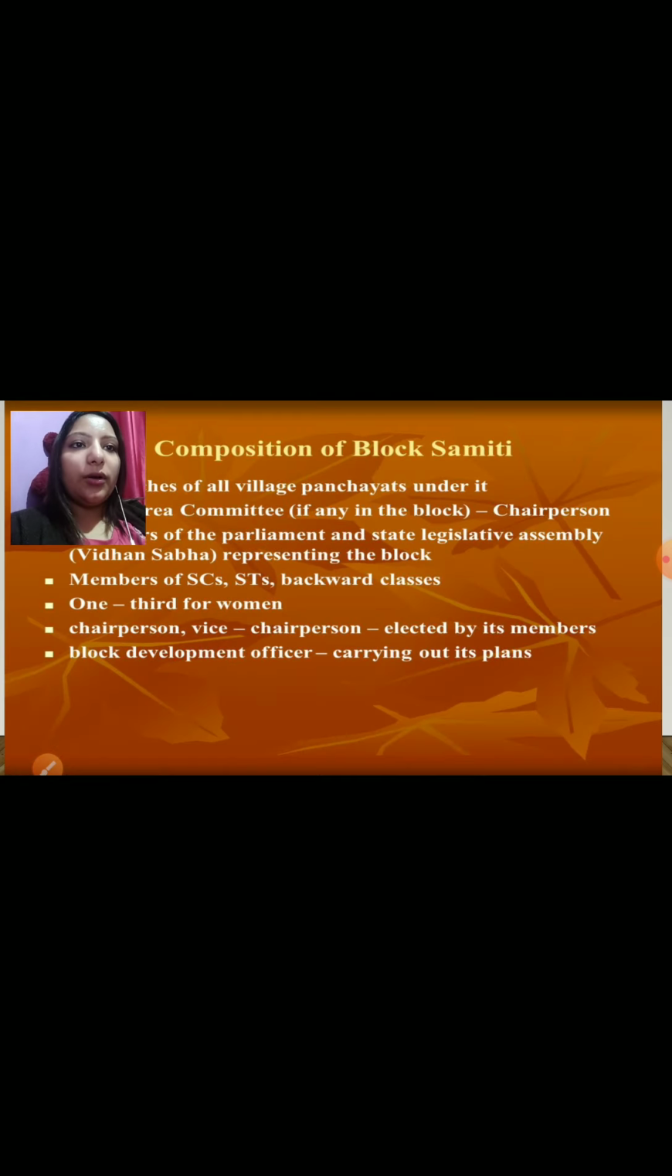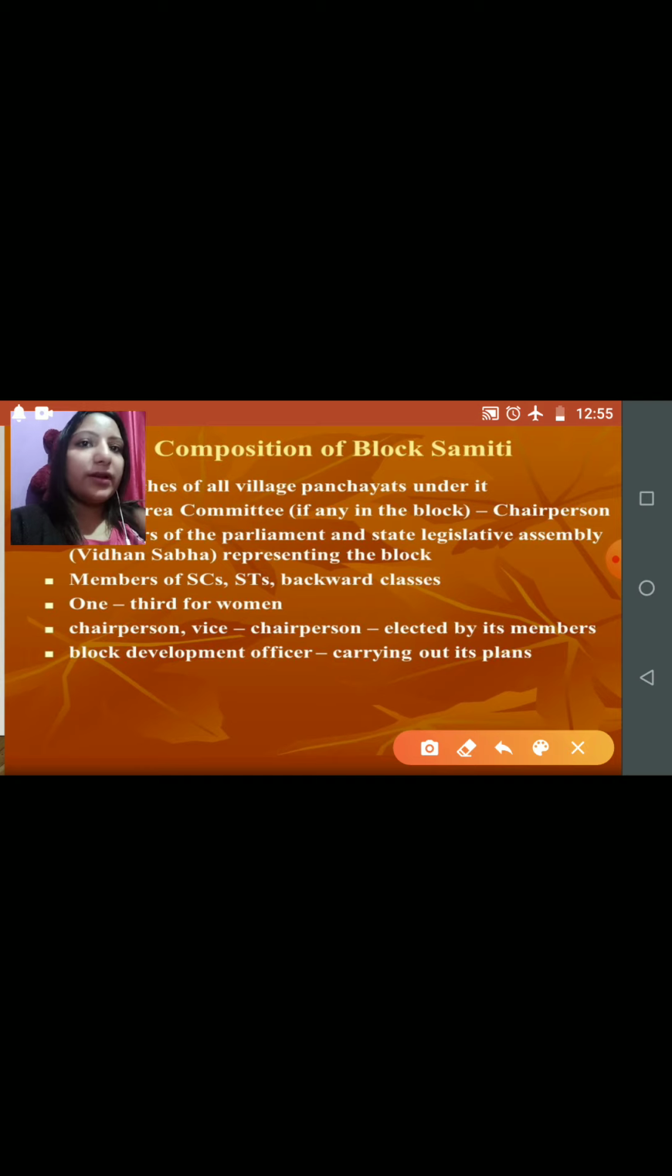Now let us see another level. You all know that we are discussing rural local government. So here we have the panchayat system at village level, and then the block samiti at your block level. Now we are going to discuss the composition of the block samiti.